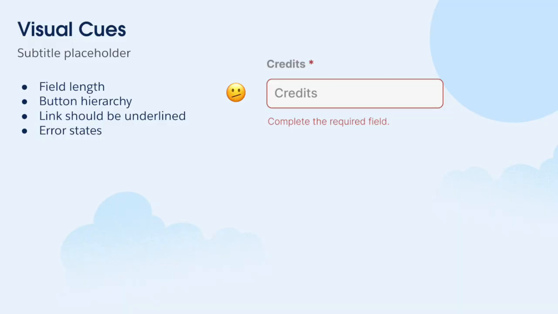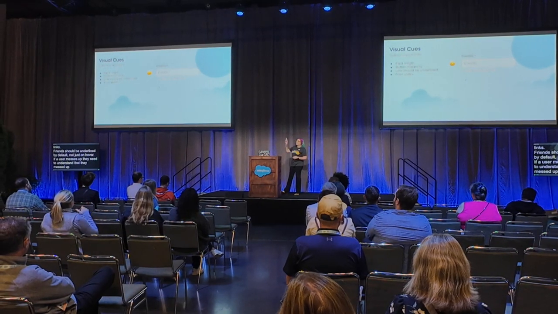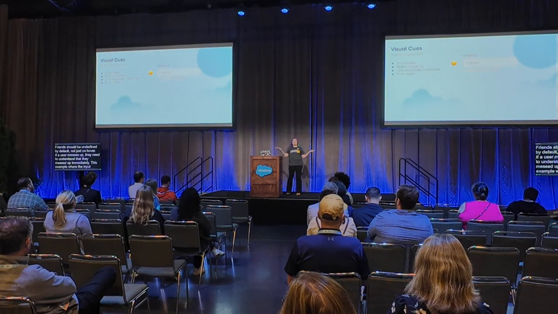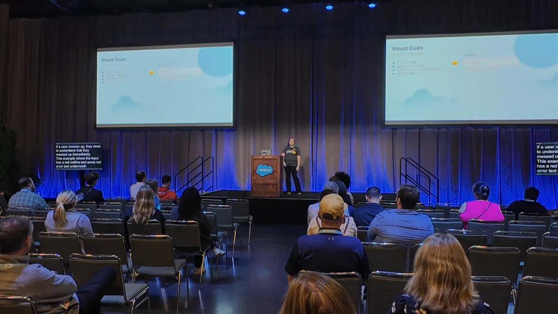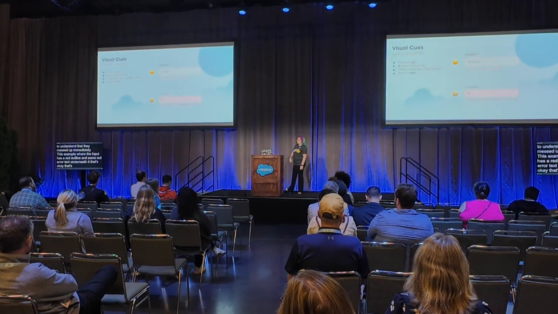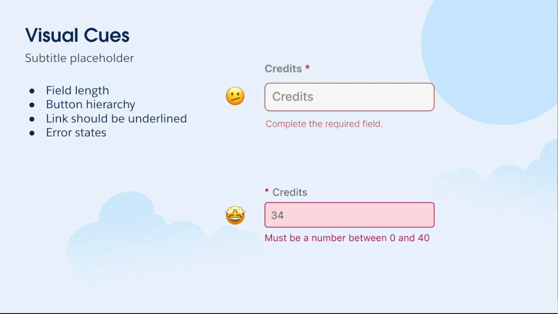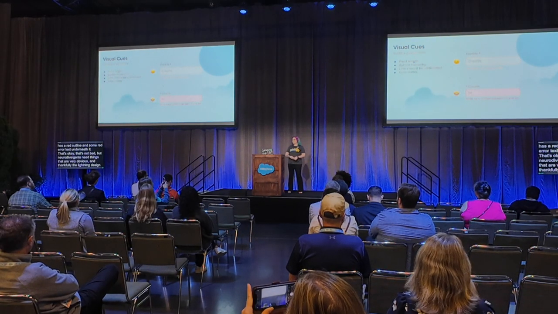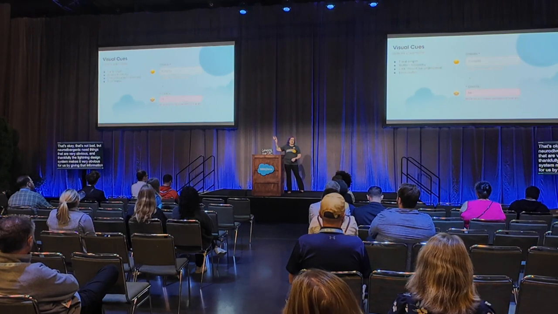If a user messes up, they need to understand that they messed up immediately. This example where the input has a red outline and some red error text underneath it, that's okay. That's not bad. But neurodiversity needs things that are very obvious, and thankfully, the Lightning Design System makes it very obvious for us by giving that input a light red background.